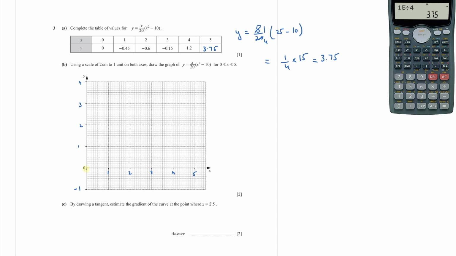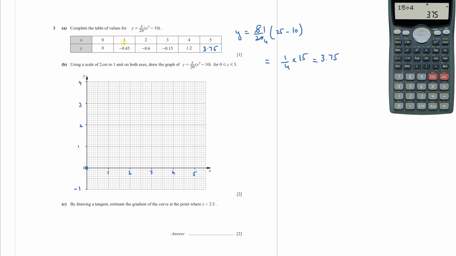So that means each small box represents a value of, so there are 5, 5, 10 boxes. So this is 0, 0.1, 2, 3, 4, 5. So each small box represents a value of 0.1. So your first point is 0, 0. So this will be this point at the origin.